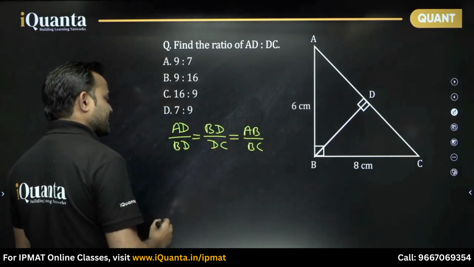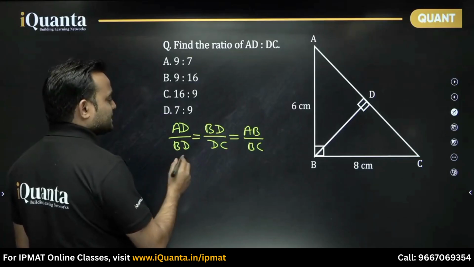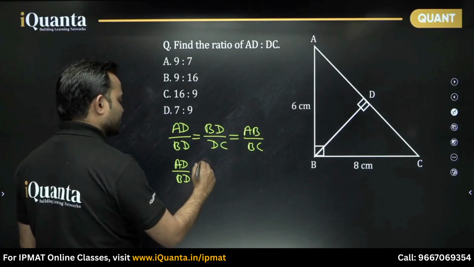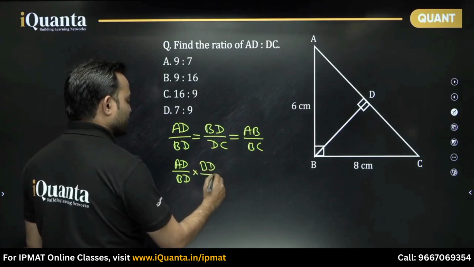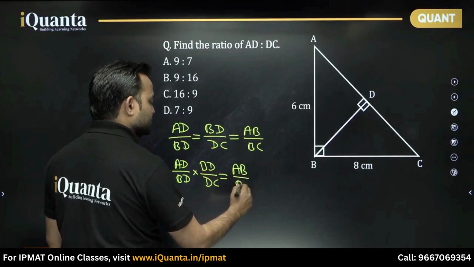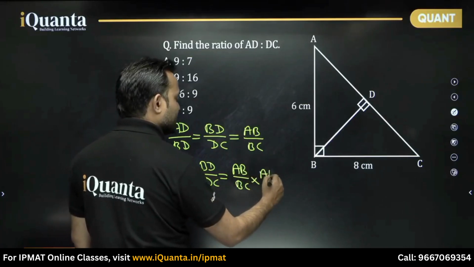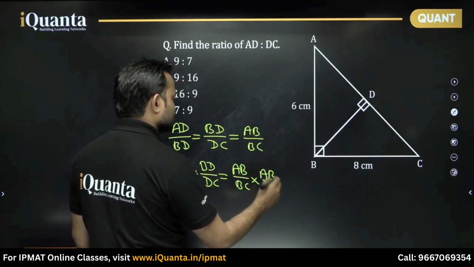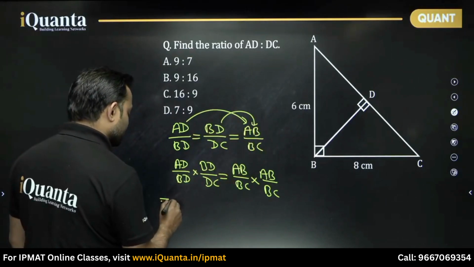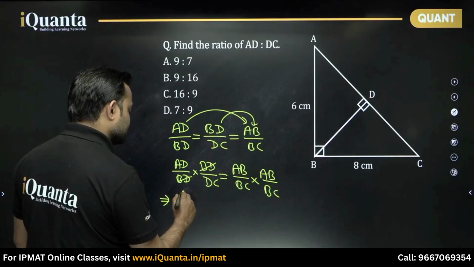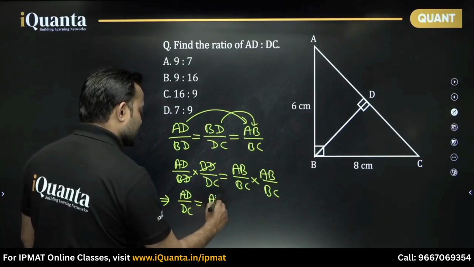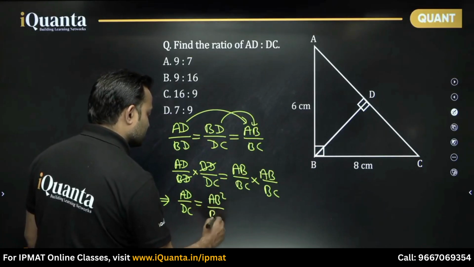So can we say that if I multiply AD upon BD into BD upon DC, I can write it as AB upon BC into AB upon BC. This is equal to this and this is also equal to this. So from there, BD cancels out. We can say AD upon DC will be equal to AB square upon BC square.